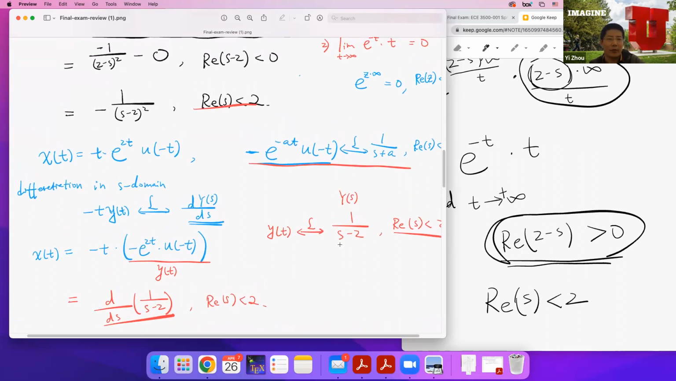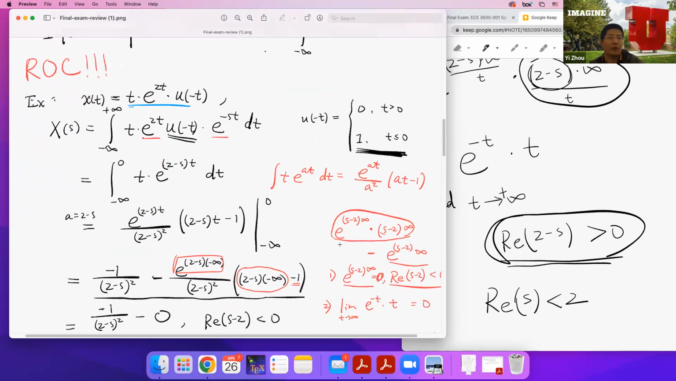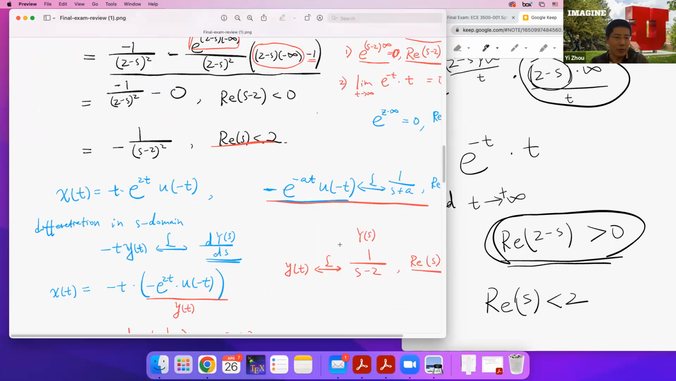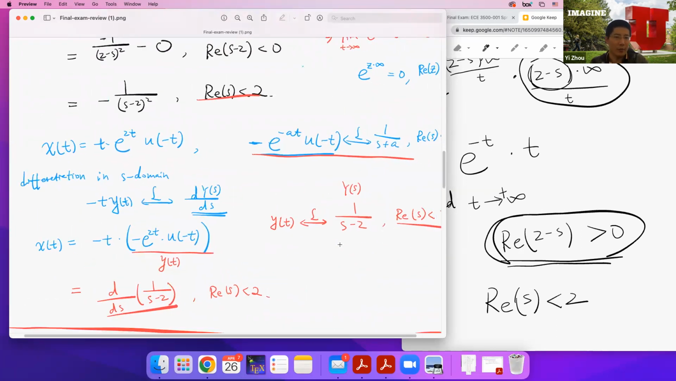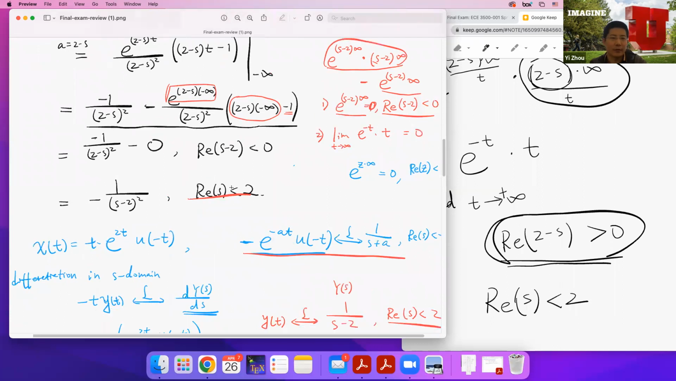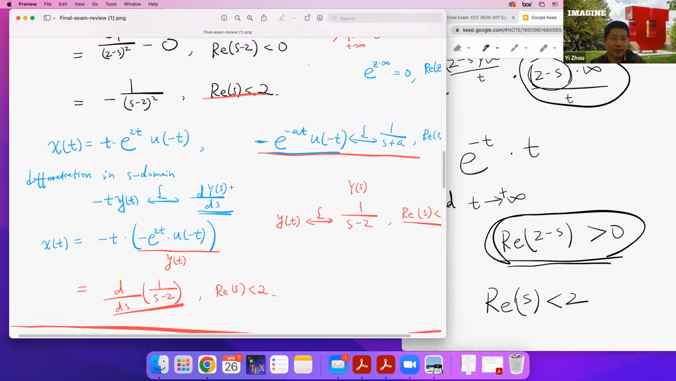Okay. So for this example, we have two different approaches. You can choose any one, but normally the second one is more effective. It avoids the discussion of region of convergence. Okay, so any questions?